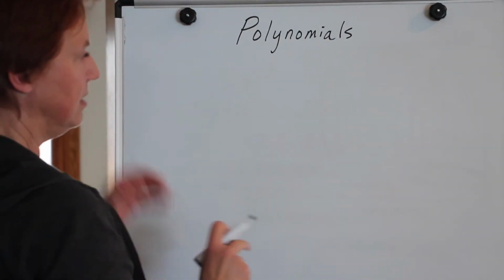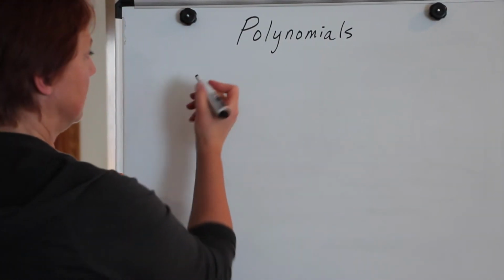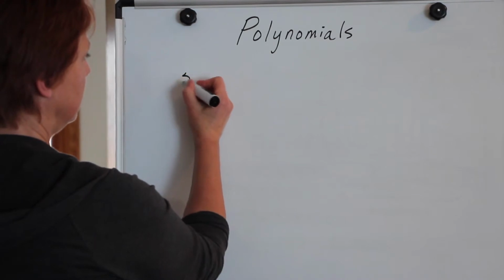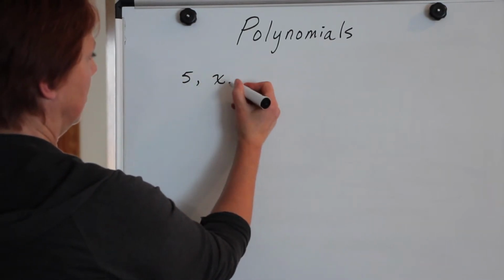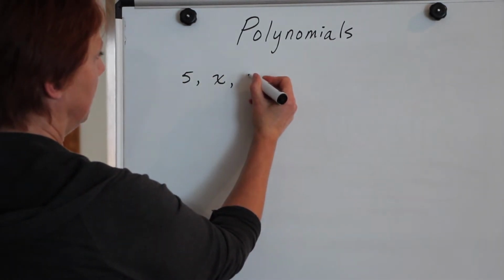Okay, so let's have a look at the classification system of polynomials. So these are called monomials.